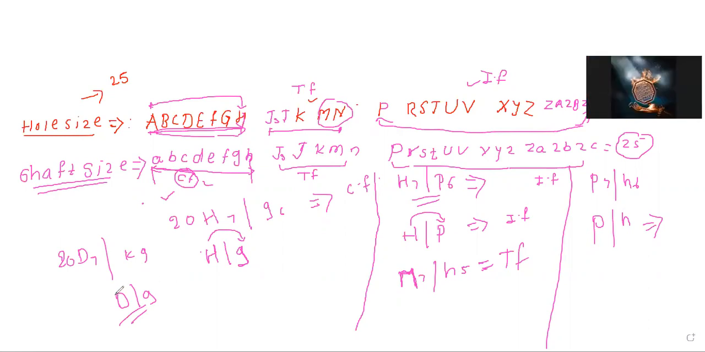D is in between A to H, so we have to go towards the small letter side. Small letter k, and that k is lying between the transition fit. Okay, so understood?